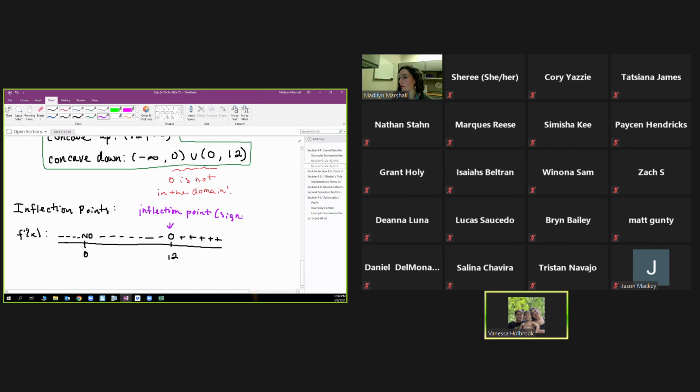Now, if that 0 was defined, then would there be an inflection point at both points? No, because the sign is not changing there, so it wouldn't be an inflection point either way. Ah, okay. But if we pretend for a second that this was plus, as long as that number is in the domain of the original function, it's an inflection point if it's changing signs. Okay.